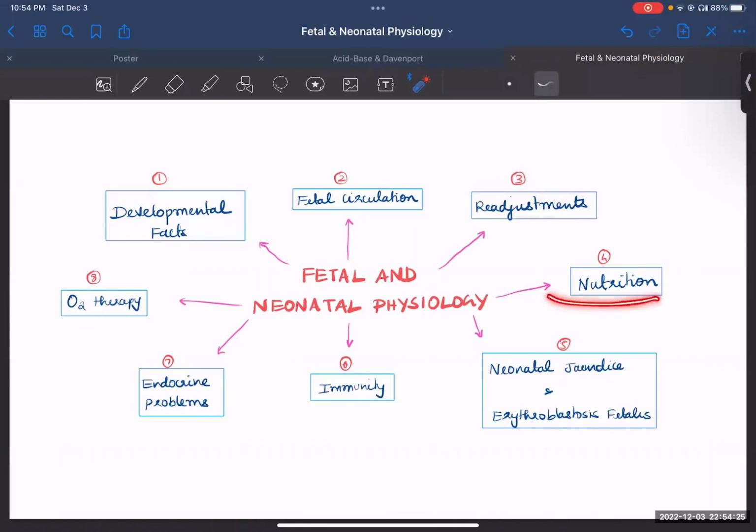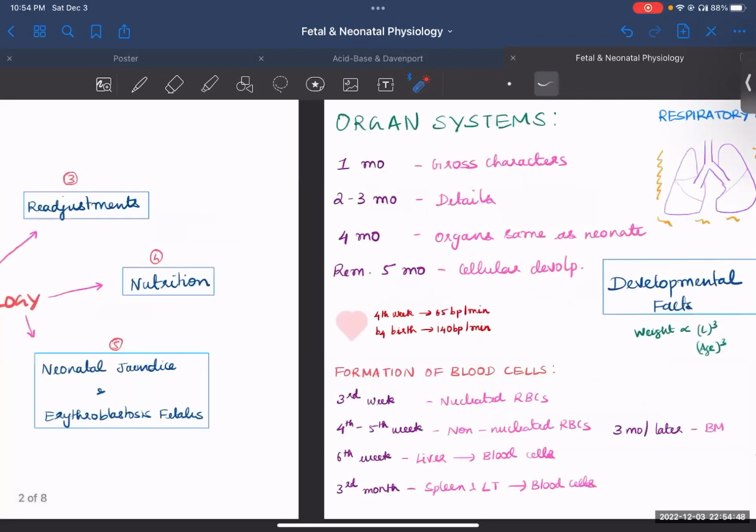We'll look at the nutrition required for the neonate and for the fetus, and we'll look at certain conditions called neonatal jaundice and erythroblastosis fetalis. We'll look at the immunity required by the neonate and the fetus. We will look at some of the common endocrine problems, and finally, a very interesting concept called oxygen therapy for the neonates. So to get started, we look at some developmental facts.